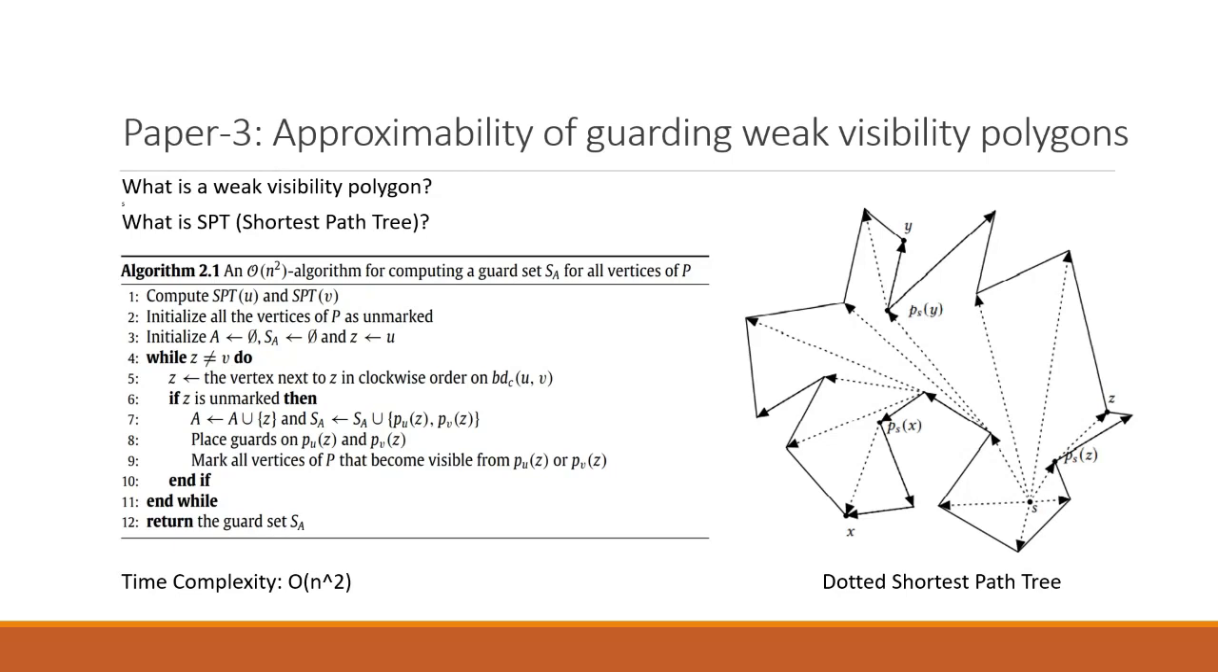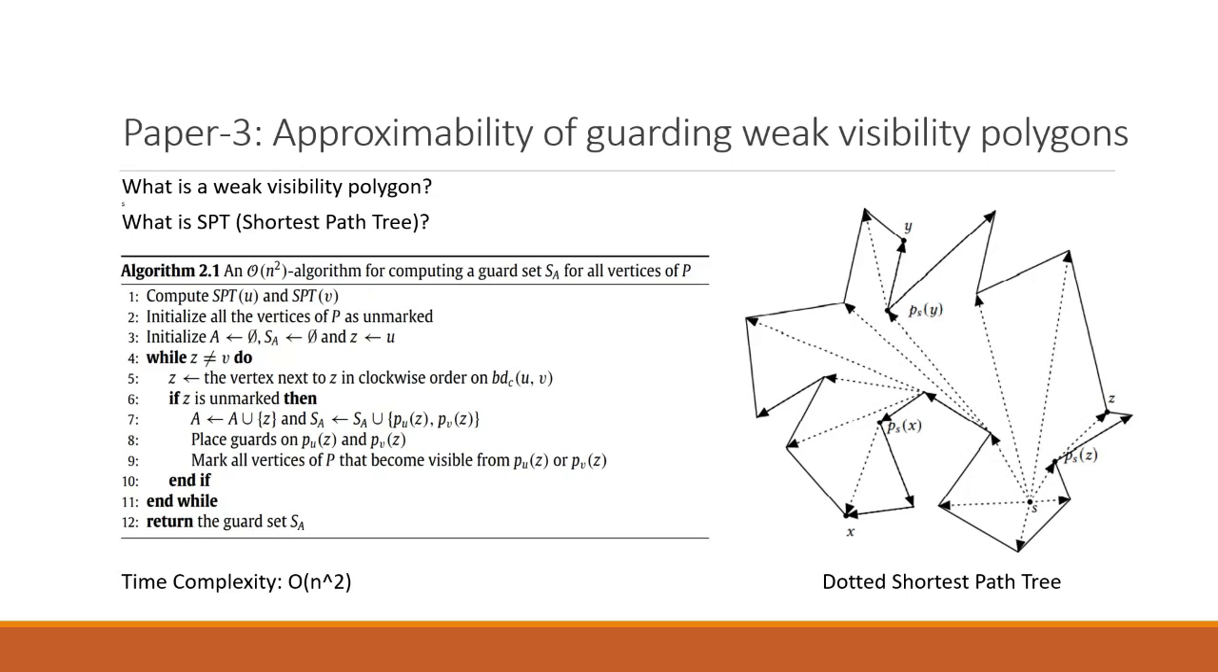If Z is unmarked, then add Z to A and the parents of Z to SA. Now place the guards on the parents position, that is PUZ and PVZ, and then mark all the vertices of P that become visible from PUZ and PUV. So this is the algorithm. So the main algorithm is for guarding all vertices of polygon.